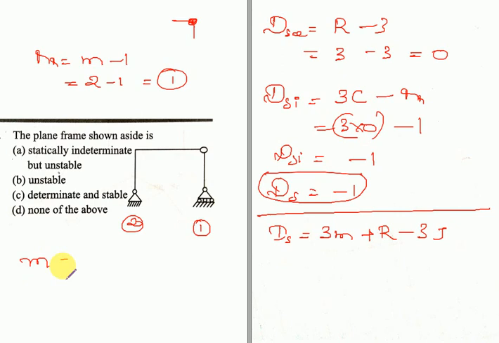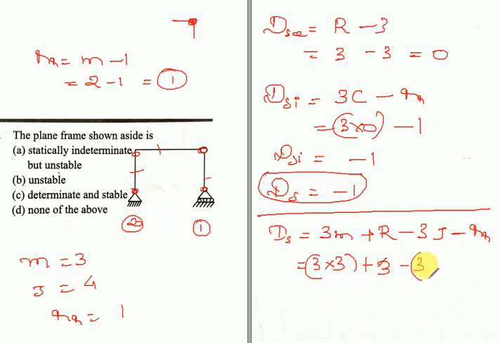So the total number of members here is, oh, you need to add one more thing, that is minus RR. The total number of members is 1, 2 and 3. Total number of joints will be 1 joint, 2 joint, 3 joint, 4 joint, and the value of RR is already calculated, which is equal to 1. So 3 into m, the total number of members is 3, plus R is equal to 2 plus 1, which is 3, minus 3 into total number of joints, 4, minus redundant reaction, that is equal to 1. If you calculate this, you will get minus 1.